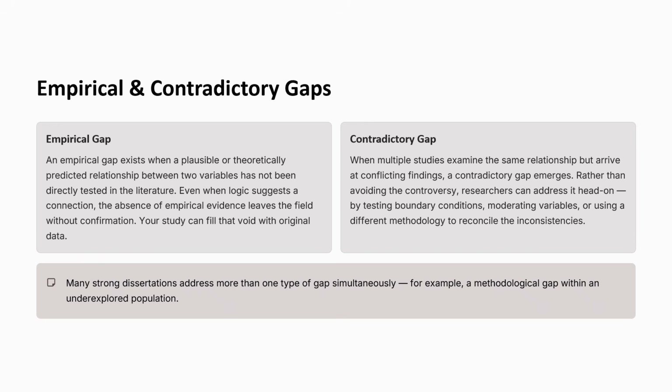Empirical and contradictory gaps. An empirical gap exists when a theoretically important relationship has not yet been tested with actual data. A contradictory gap occurs when different studies produce conflicting findings. Researchers can help resolve these inconsistencies by conducting further investigations and examining additional factors that may influence the results.